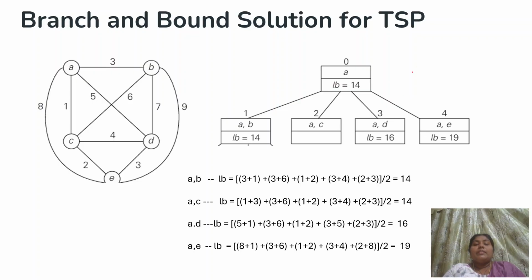Next, from A, what are the vertices we have? From A we can go to B, from A we can go to C, from A we can go to D, and from A we can go to E. So what are the possibilities? A to B is possible, A to C is possible, A to D is possible, A to E is possible.